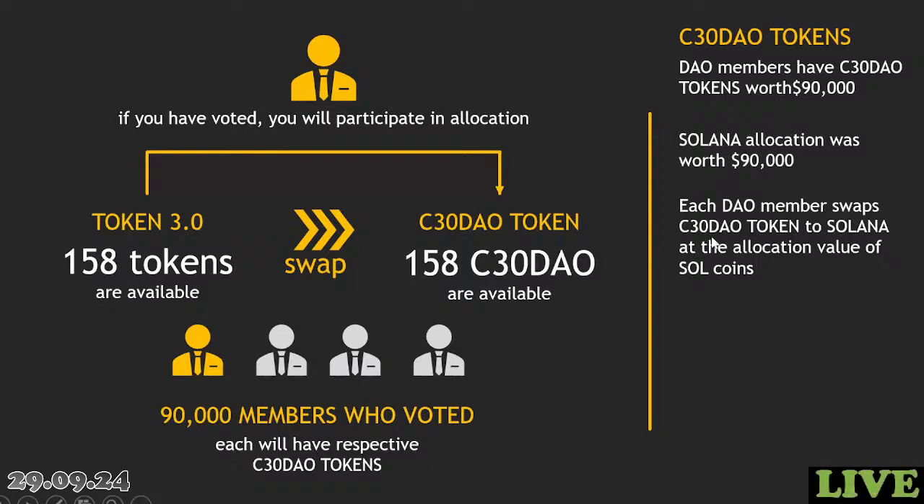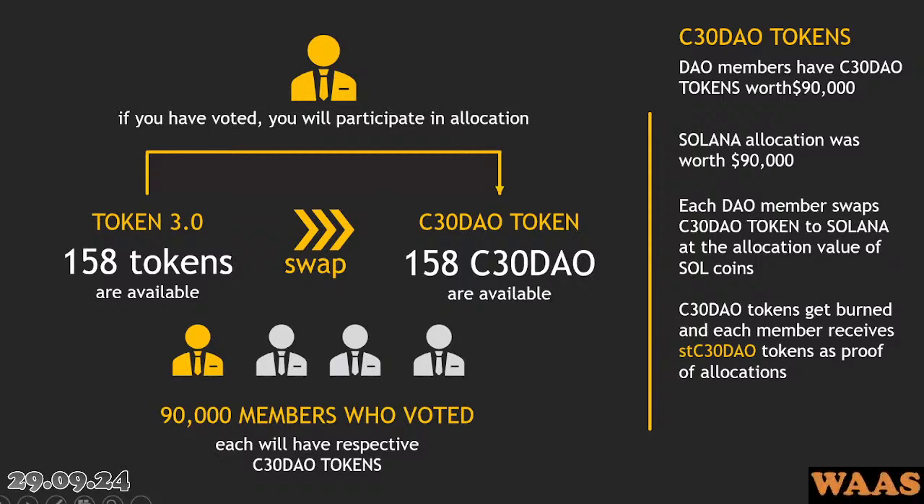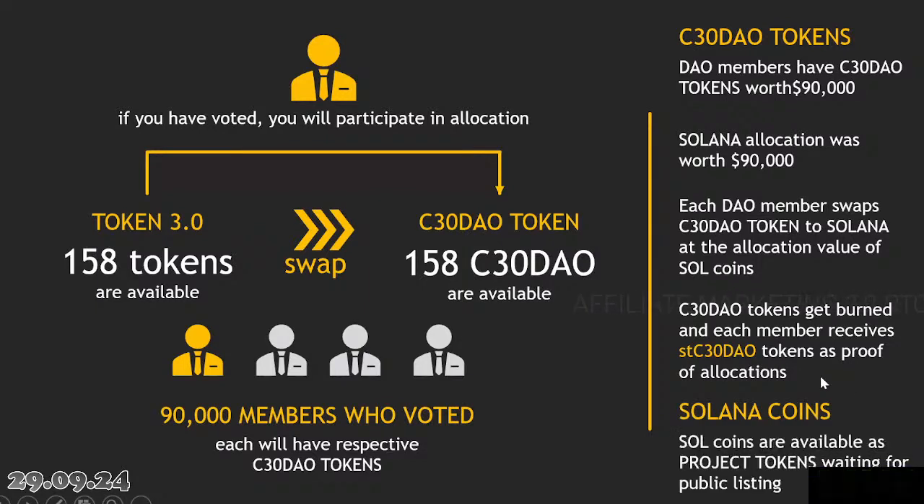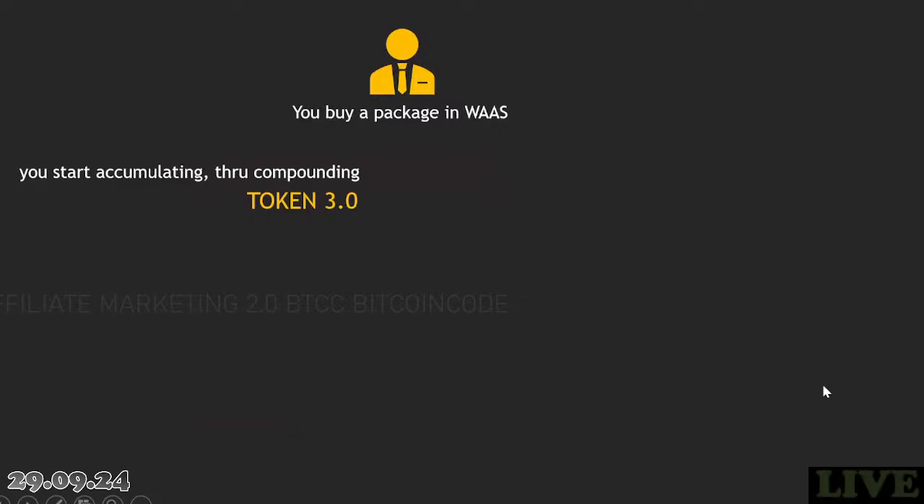Each DAO member swaps C30 DAO tokens to Solana at the allocation value of the Solana coins. And everybody who swapped this C30 DAO token to project tokens will have ST C30 DAO token as well as Solana coins as project tokens. So the only thing is, a C30 DAO token has been introduced between token 3.0 and project tokens. So at the end of the session, you will have Solana coins as project tokens as well as ST C30 DAO tokens as the confirmation.